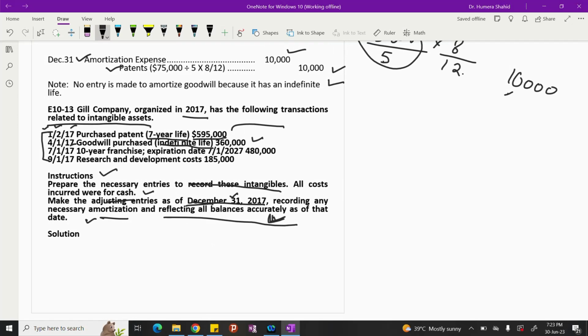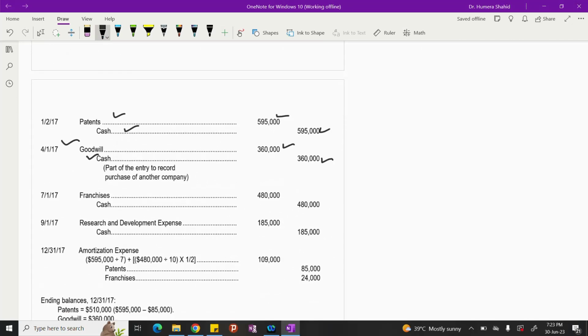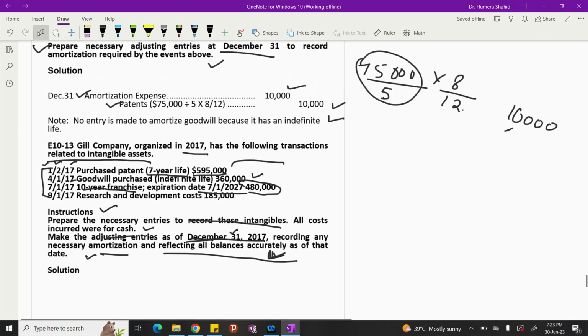7/1/2017, July 1st, 2017, 10 years franchise. Expiration date is July 1st, 2027. Okay. What is the cost for this franchise? They have incurred a cost of 480,000. So let's record it. Franchise gets debit, cash gets credit, 480,000. Let's check the last one.